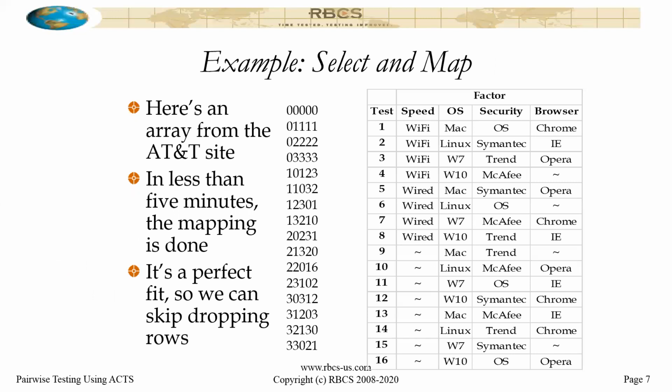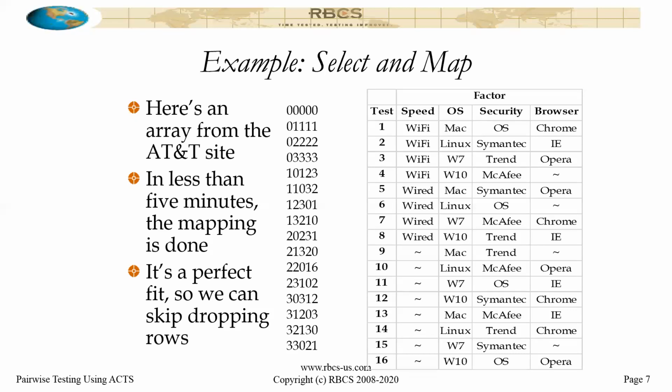You import that into Excel using the import wizard, which you tell it it's fixed columns and so forth. And you then add the test numbers on the left-hand side, and you add the factor names on the top of it, and then you change in the speed column 0 to be Wi-Fi and 1 to be wired, and then 2 and 3 to be the tildes, which represents tester's choice. It basically says you can choose either Wi-Fi or wired, whichever is more convenient to you. And then in the OS column, you'd substitute Mac for 0, Linux for 1, Windows 7 for 2, and Windows 10 for 3. And you'd get the column that you see for OS there.